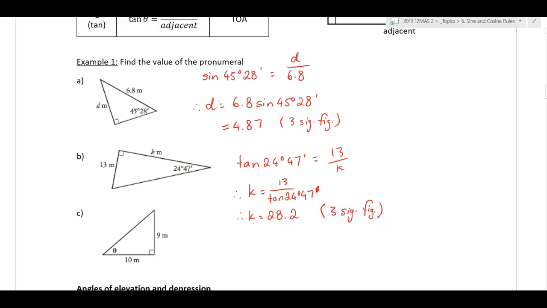Rightio. Now, a certain amount of common sense can be helpful when checking these answers. You know that the hypotenuse has to be the longest side. So having a look here, D, 4.87, is somewhat less than the hypotenuse. That's fine. Over here, looking at that fairly small angle of 24, K will need to be longer than 13, and indeed it is. That passes our common sense test.